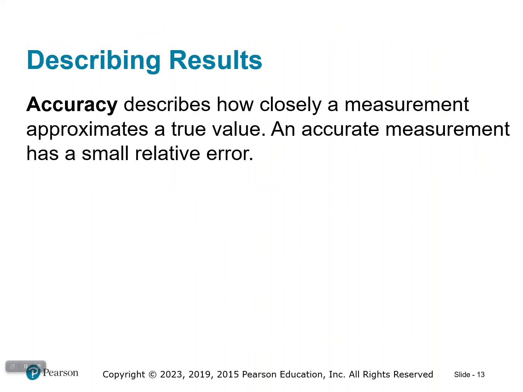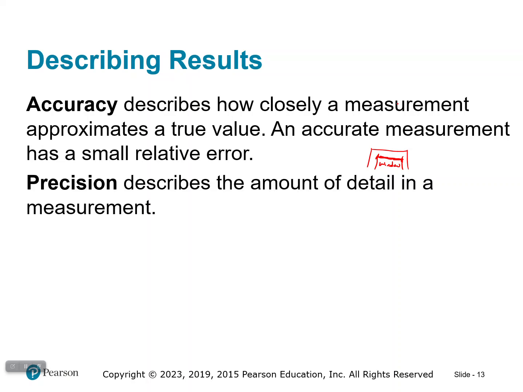Accuracy describes how closely a measurement approximates a true value. An accurate measurement has a small relative error. In my bathroom, I have a sliding glass door, and I need to measure this window. Accuracy is how well I find the distance here. Precision is, now that I have this measurement, am I going to tell somebody that it's 10 inches? It's so not 10 inches.